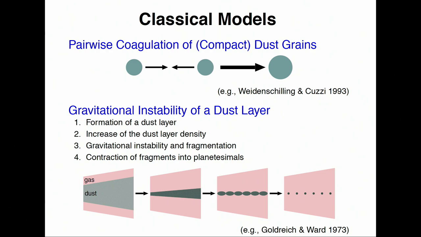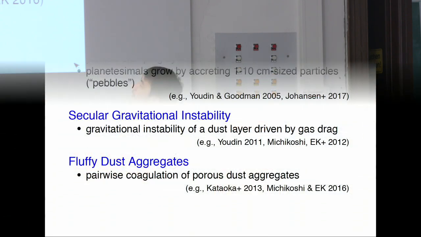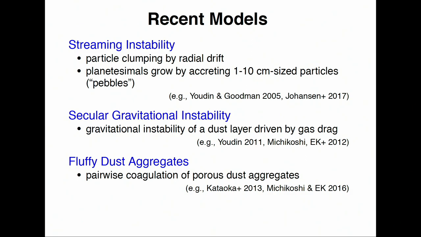So then I list three recent models. The first one is streaming instability. I'm sorry, I don't have time to go into details, but this is a kind of two-component fluid instability. So it's like a traffic jam effect. So the particles form clumps, and there we can expect gravitational instability to form planetesimals.